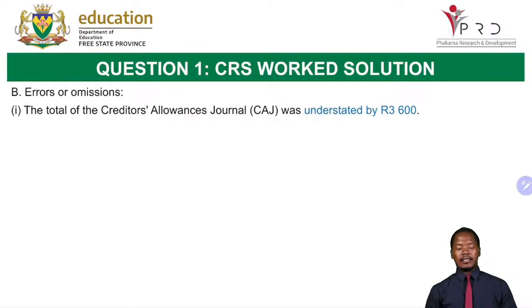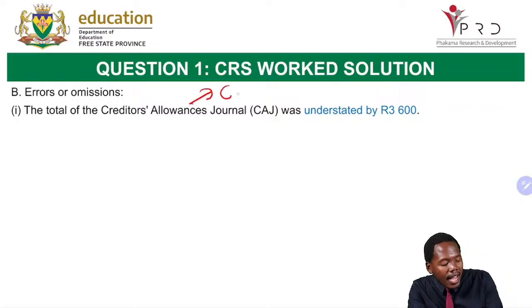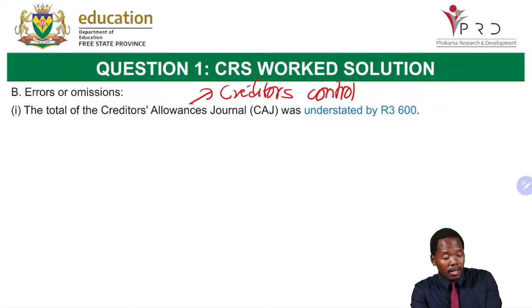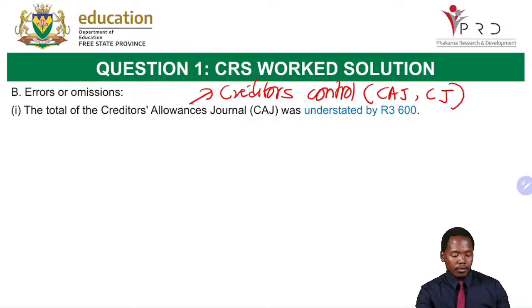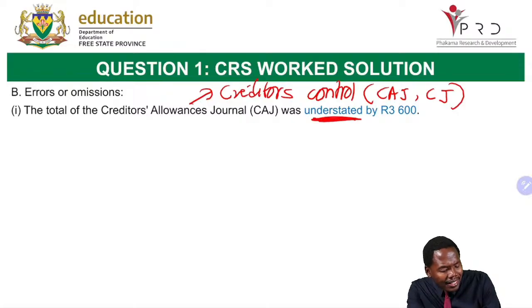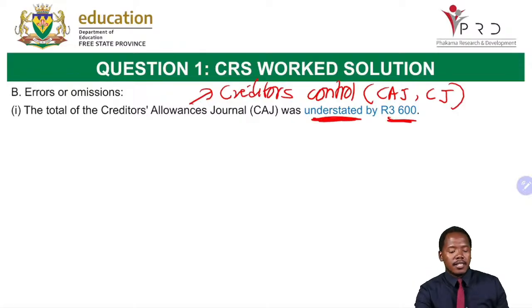Now let's look at the first one. The total of the creditors' allowances journal was understated. When I say creditors' allowances journal, I mean creditors' control. Now, this amount was understated by 3,600, meaning we recorded less.